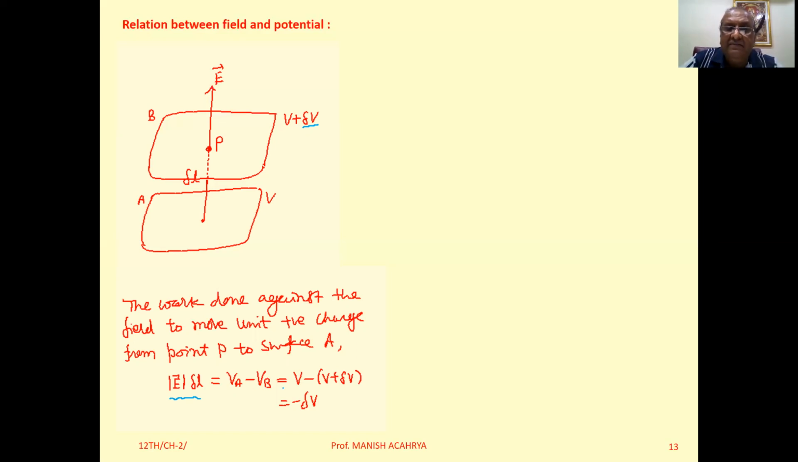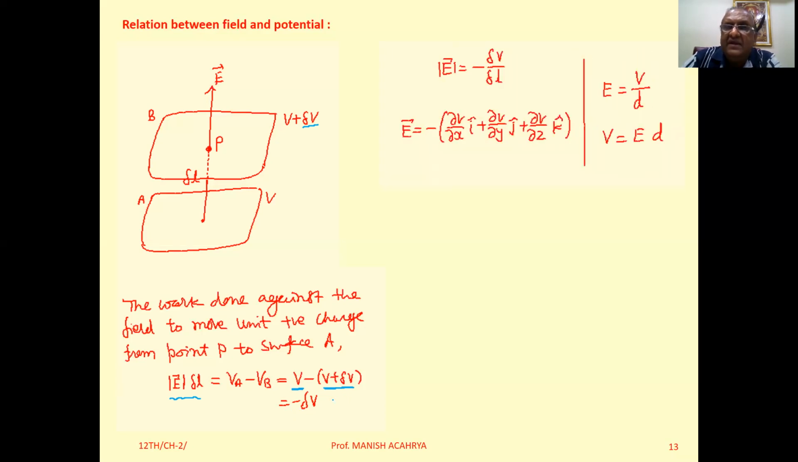So VA minus VB. The potential at surface A is V, minus the potential at surface B, that is V plus delta V. If we simplify this, then we get E delta L is minus delta V. So we can write E is equal to minus delta V by delta L. Okay. Now we can write in the vector form the electric field E equal to minus delta V by delta x i caret plus delta V by delta y j caret plus delta V by delta z k caret. So we can write this like this also.